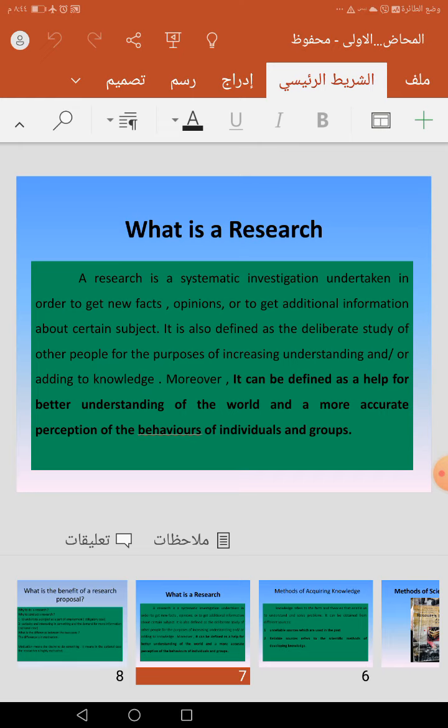about a certain subject. It can be defined also as a help for better understanding of the world and a more accurate perception of the behaviors of individuals and groups. This is the meaning of research. Research means بحث. Why do we research? Next lecture, I will tell you why do we research. But a preliminary remark about why do we research.